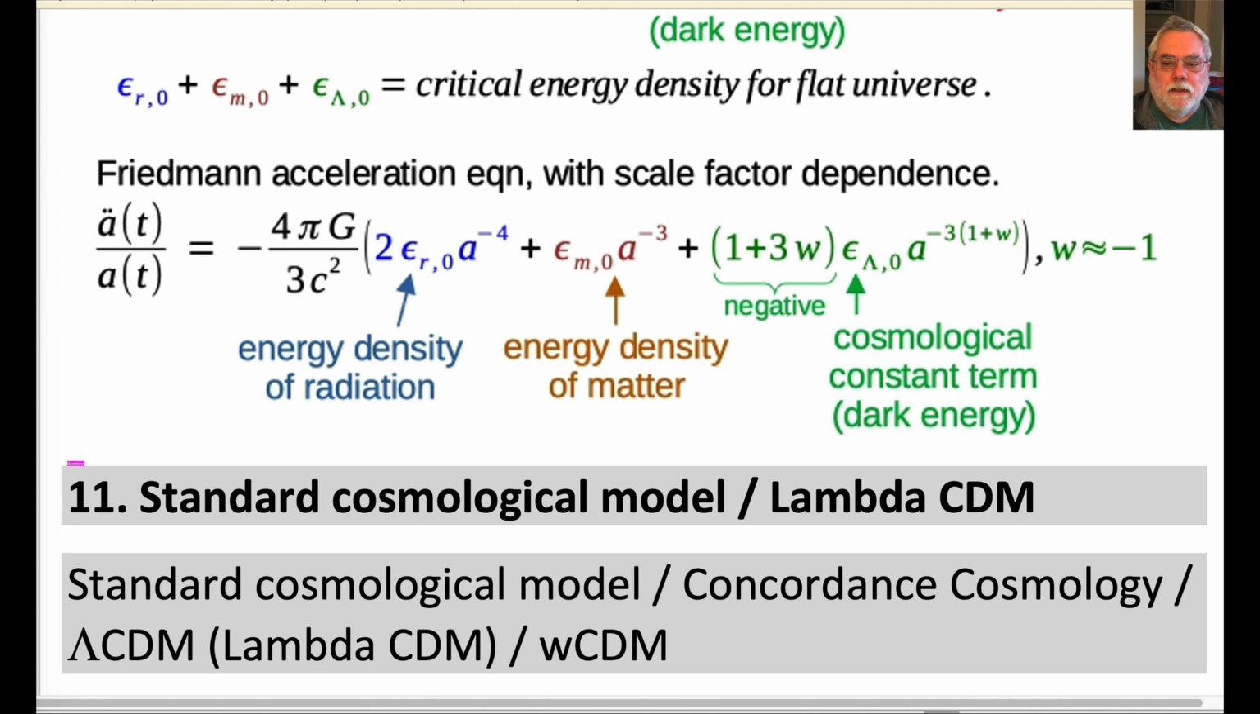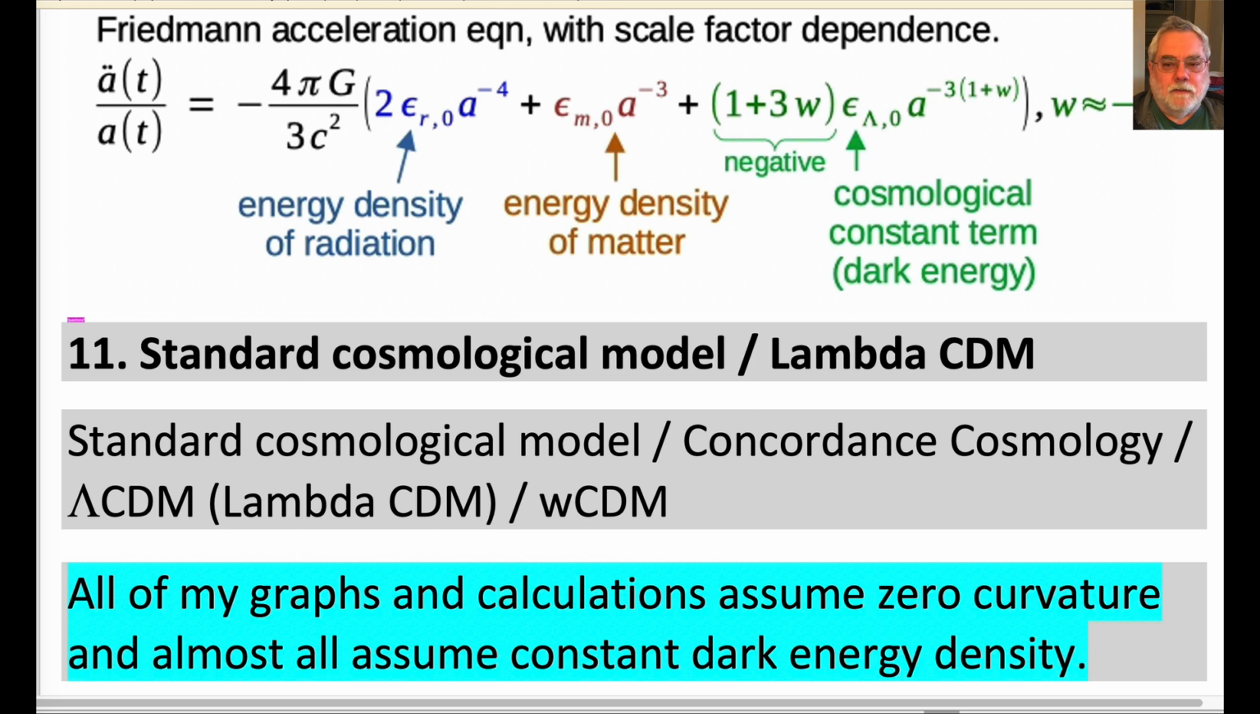Supporting the standard model, it is believed that our observable universe has zero curvature, flat Euclidean space, kappa equals 0, or that the curvature term has been insignificant thus far. The sum of the energy densities equals the critical energy density for a flat universe, presently and at all times. It is believed that the dark energy density is constant, the cosmological constant, w equals -1, or that any change has been inconsequential so far, though it may be important in the next hundreds of billions of years. All of my graphs and calculations assume zero curvature, and almost all assume constant dark energy density.